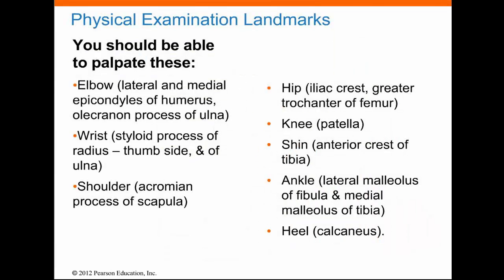You should also be able to palpate on the elbow the lateral and medial epicondyles of the humerus and the olecranon process of the ulna. At the wrist, you should be able to palpate the styloid process of the radius on the thumb side of the ulna. At the shoulder, you should be able to palpate the acromion process of the scapula. At the hip, you should be able to palpate the iliac crest and also the greater trochanter of the femur. On the knee, you should be able to palpate the patella, and on the shin, the anterior crest of the tibia.